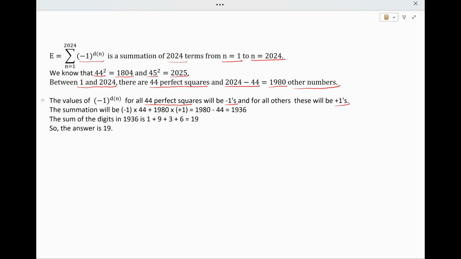Therefore, the summation will be -1 into 44 terms plus 1 into 1980 terms, that is 1980 minus 44, which is equal to 1936. Our question is to find out the sum of the digits in this number, that is in 1936, and this is equal to 1 plus 9 plus 3 plus 6, that is 19. So the answer is 19.